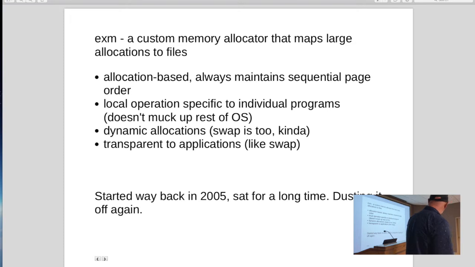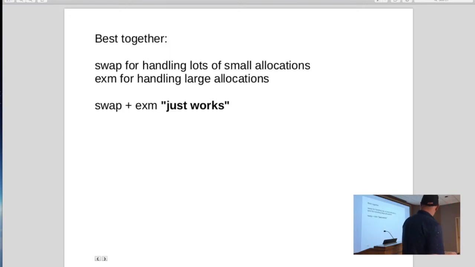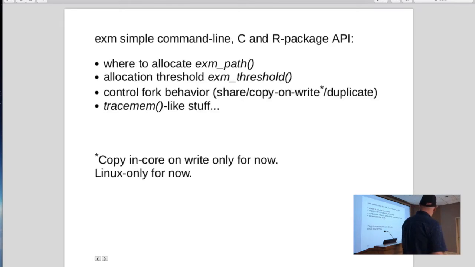like mAdvise, and there's lots of system calls that you can tune it with. We found, back a long time ago when we first started doing this stuff, that they work really well together, letting swap handle tons of tiny allocations, which would otherwise overwhelm the memory in your computer, and let EXM handle single super large allocations for, say, a big model matrix or something like that. And they just work, right?